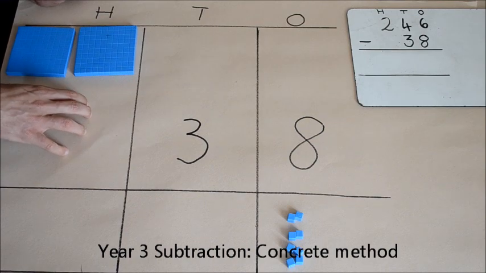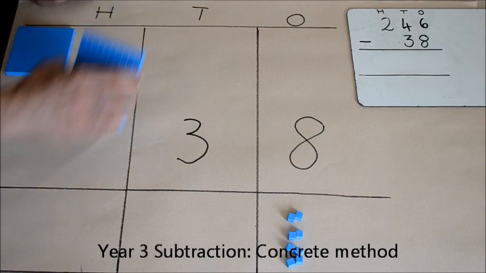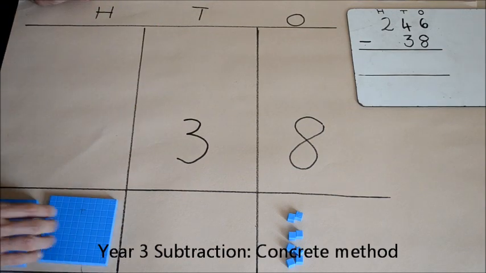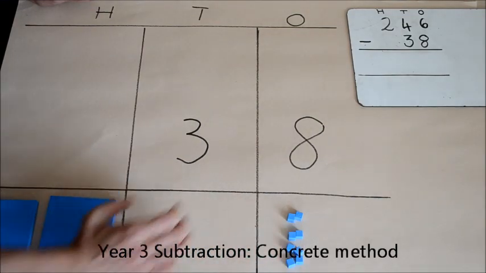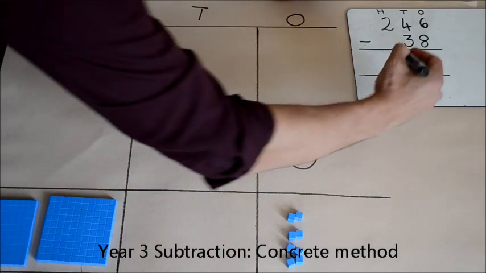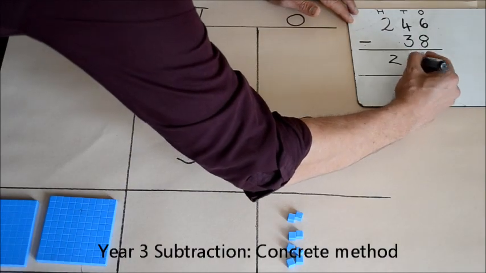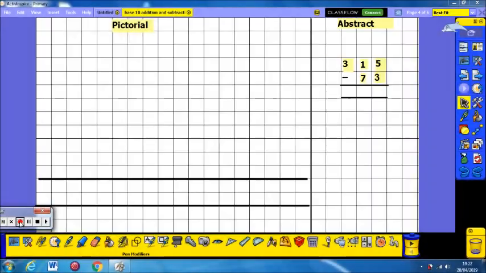Finally, I'm going to go into our hundreds column. I have no hundreds to take away from 2 hundreds, so I'm going to move those into our equal sign, giving us the answer 208, which is also the difference between 246 and 38. Right, I'm going to demonstrate the equation 315 minus 73.